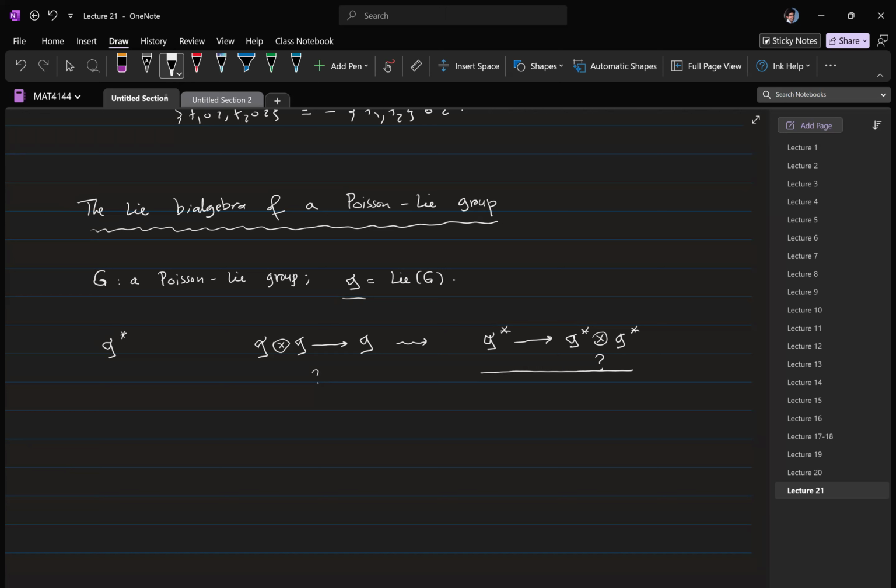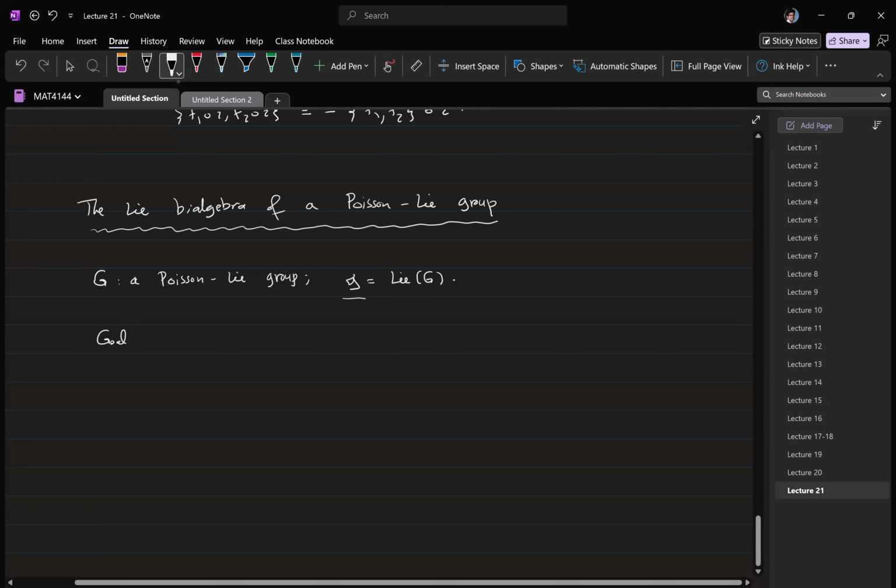But at the moment, just to show you that by dualizing the product, we do not get a product. We do not get a Lie bracket. But then we have to come up with another Lie bracket on the dual of g. So here's what we do. So maybe I should say, to motivate, the goal is to equip g star with a Lie bracket.